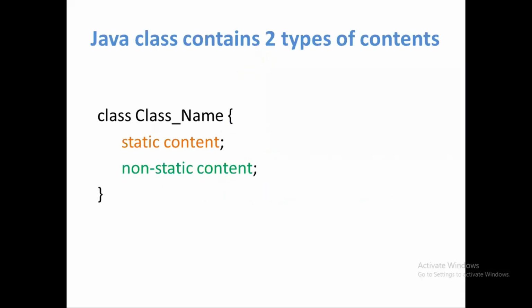how to create a file and what things we can provide inside a file. We can provide n number of classes inside a file. Each and every class can contain static content and non-static content. This non-static content is also called instance content.